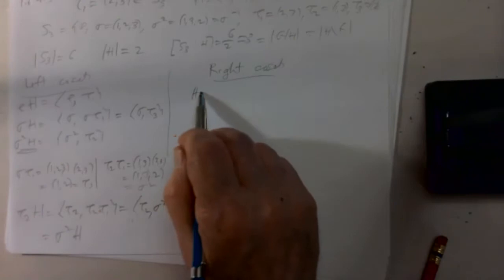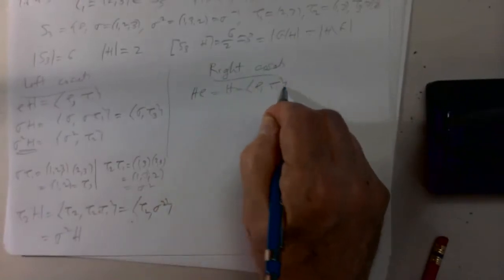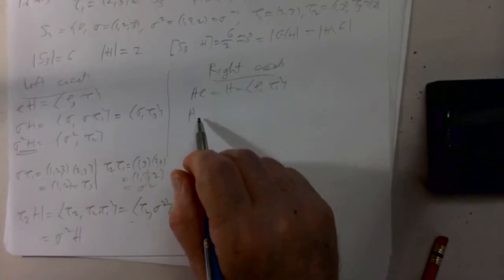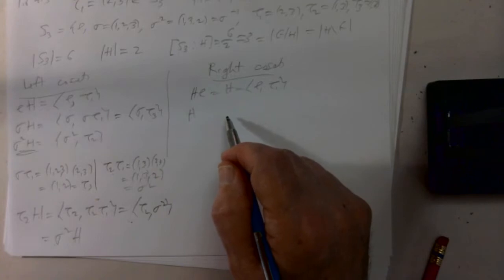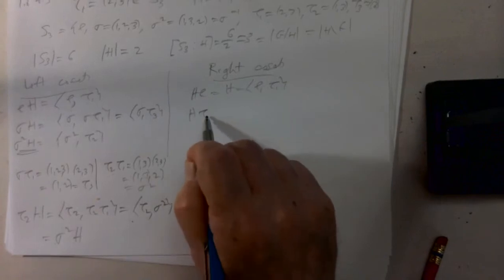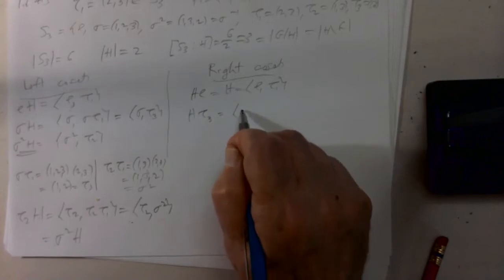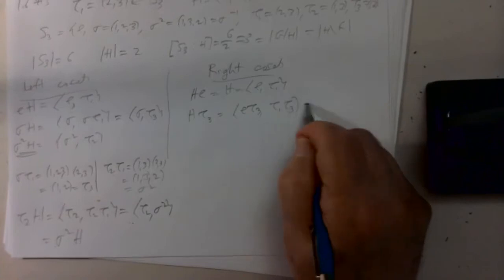So I have HE, which is H. So that's E and tau 1. Let me do another one. Which permutation should I put over here? Your choice. Anything you like. Tau 3. Okay, H tau 3. I'm multiplying on the right by tau 3. So I get E tau 3 and tau 1 tau 3. Of course, E tau 3 is just tau 3.